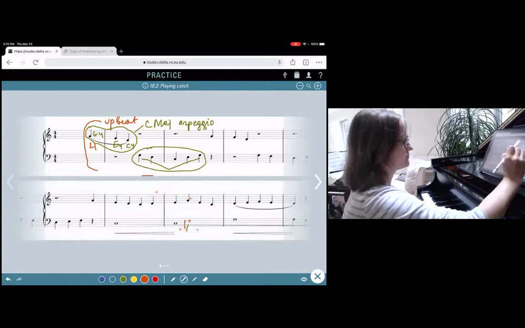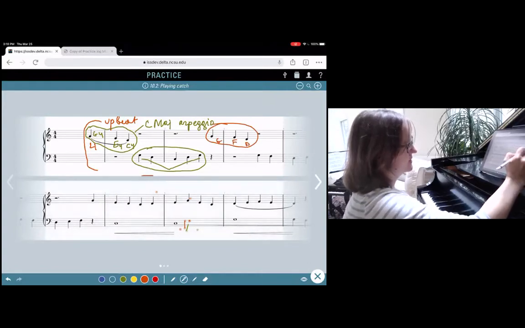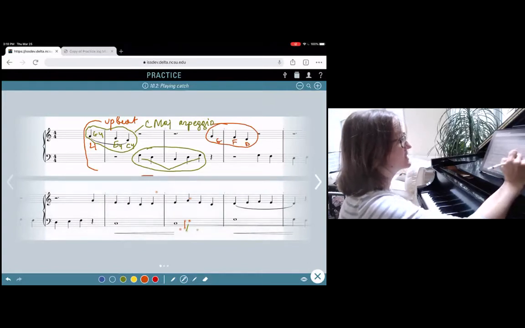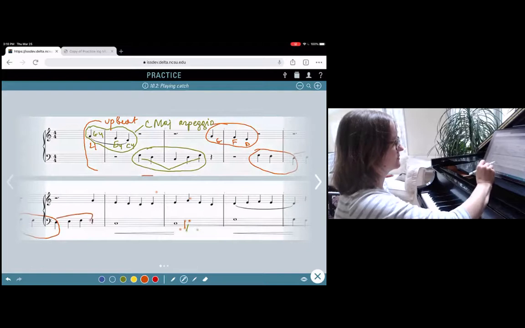Then we have a different collection of notes. We get G, F, and D. So they would form a different chord. And then look, we're going to check if the left hand gets the same notes, and it does. So it would be the same notes, down and back up.